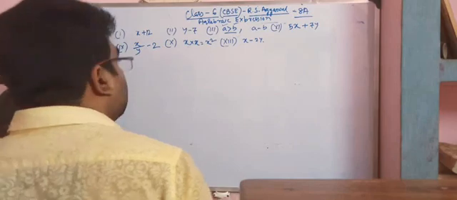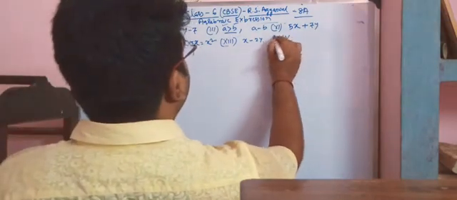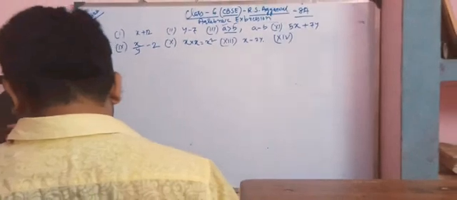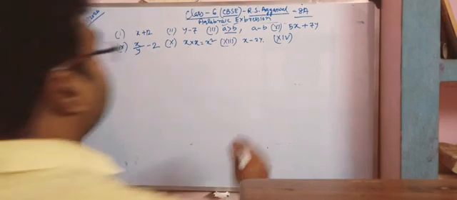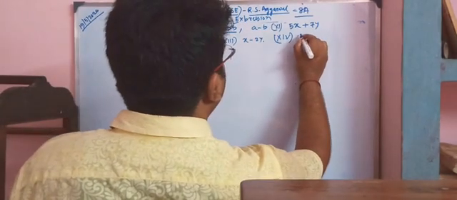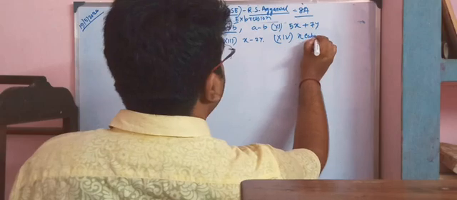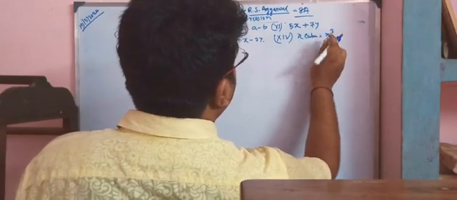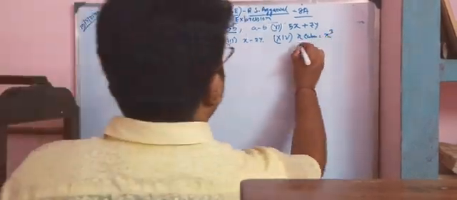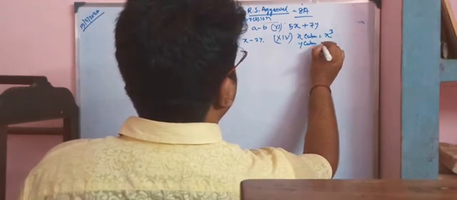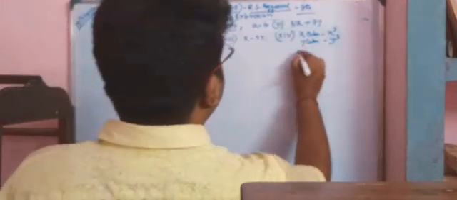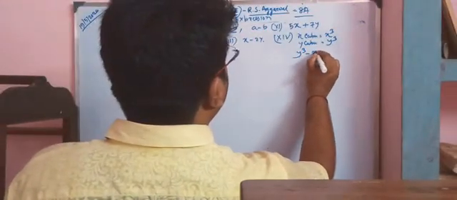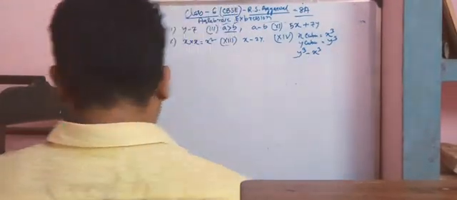Next, question number 14. X cubed is less than y cubed. So x cubed is equal to x cube, and y cube is equal to y cube. Now x cube is less than y cube. That means y cube minus x cube. That will be my answer.